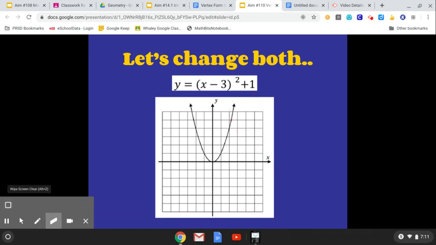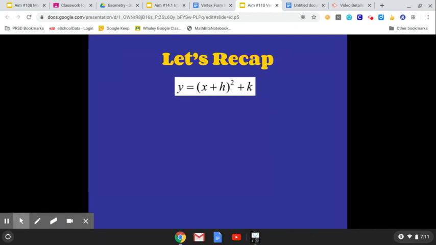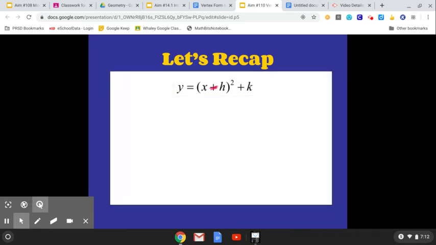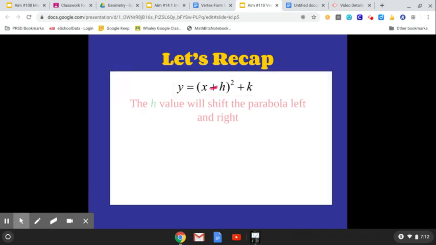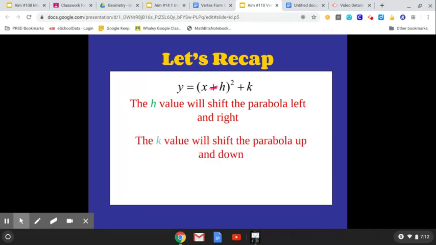Let's go right into a couple of examples as we kind of recap here. Now remember, this is the wrong equation. That's supposed to be x minus h. I don't know how I made that mistake there. All right. Anyway, the h value is going to determine whether it moves left or right. The k value is going to determine whether it goes up or down. And the h and the k together make up the turning point, or what we call the vertex.